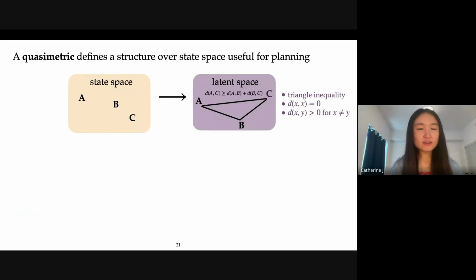Great. So that being said, the reason we use quasi-metric planners and policies is that they define a nice structure over state space that is useful for planning, where the definition of planning kind of just drops out from this distance function. So namely, if we imagine this state space as some ambiguous blob of states, and we're mapping it to a latent space with some distance function, a quasi-metric is going to obey three properties. First, it's going to obey the triangle inequality. So it's going to say the distance from A to C is going to be greater than or equal to the distance from A to B plus B to C. Again, you can view this as a form of self-consistency. In addition, the distance from a point to itself is going to be 0, and a distance from a point to a different point that is not itself is going to be greater than 0.